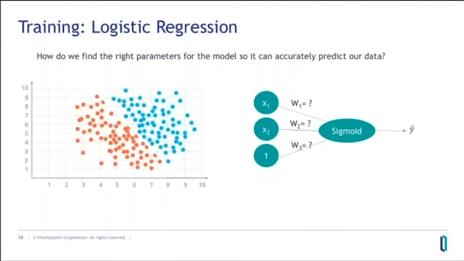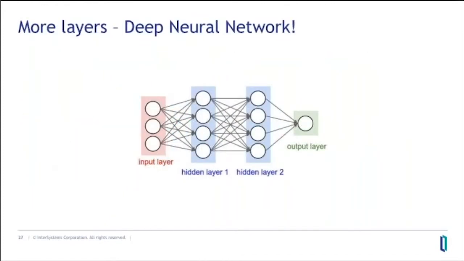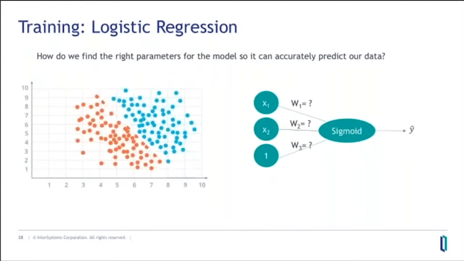Now, a question is, so far we assumed we just know the equation of this line or all these equations that we need, all the parameters. But in reality, we want the data, the previous data, to determine these equations for us. So the question is, how do we find the right parameters so that we accurately predict the data that we have? Yes? Is there like a problem of overfitting with too many layers?